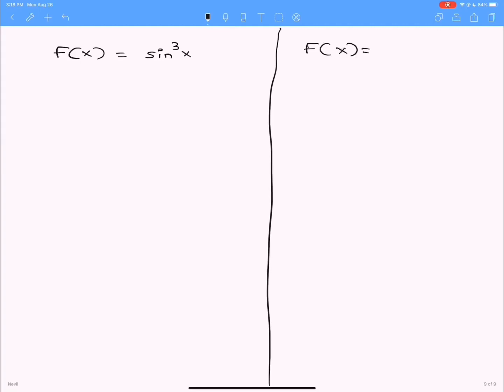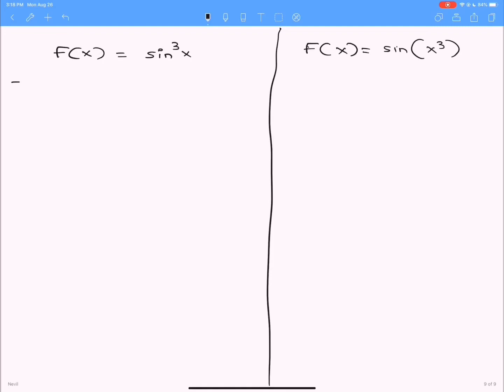I'm gonna show how both of them look the same, but you do both in different ways. So I have f of x is equal to sine raised to 3x. Okay, I'm gonna draw a column right here, and I have f of x is equal to sine x cubed. So these are just 2 functions, and we're going to be finding the derivatives for both of them.